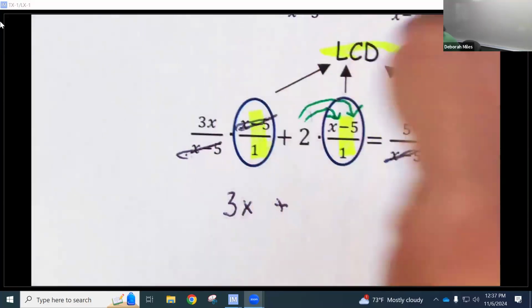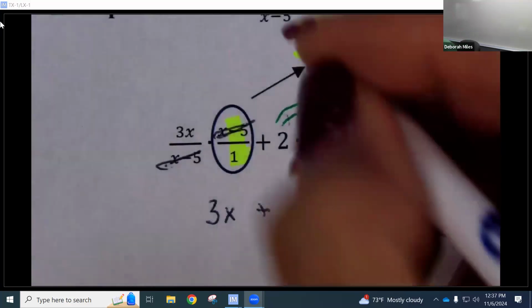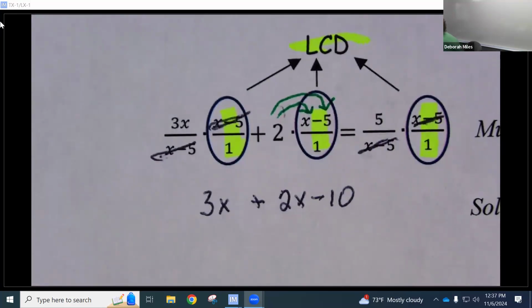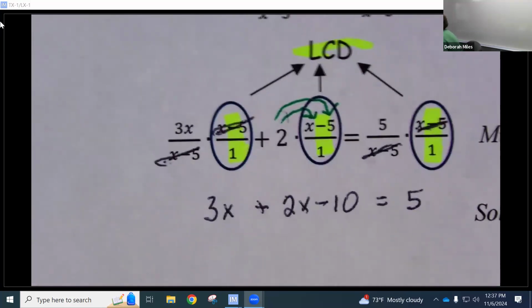Oh, yeah, I guess it would be x minus. You could keep the 2 outside parentheses with the x minus 5 in parentheses, or you can go ahead and distribute that too. I would just go ahead and distribute. And what does the right-hand side clean up to? Just 5. 5 over 1 is just 5.